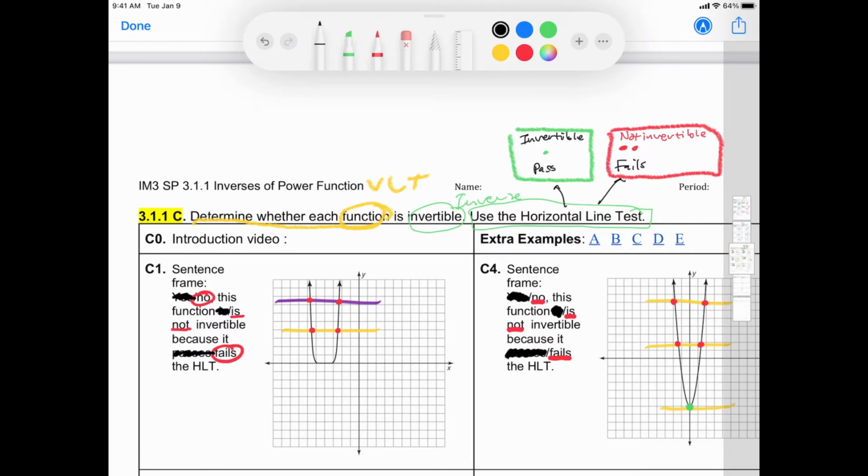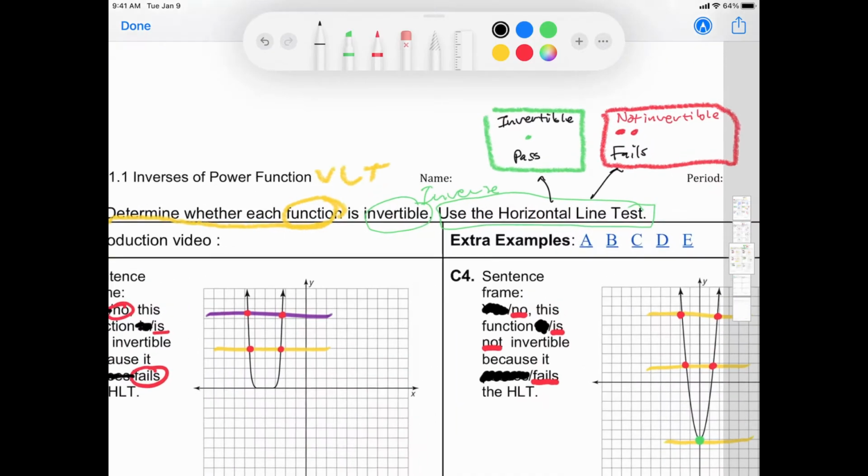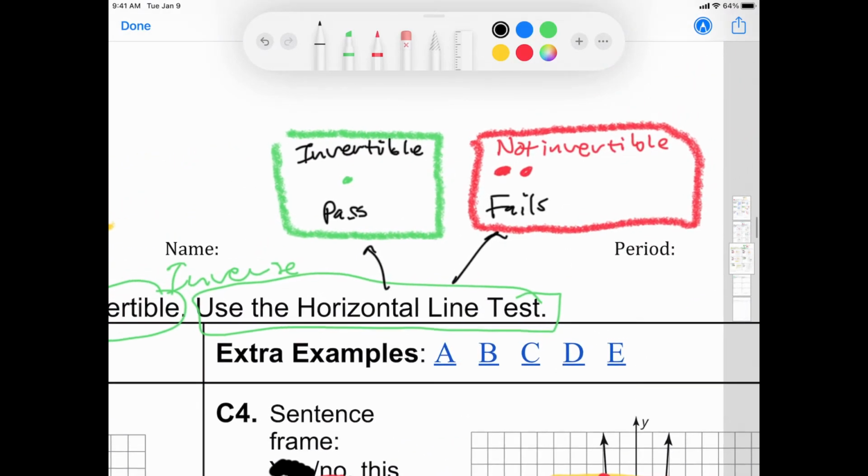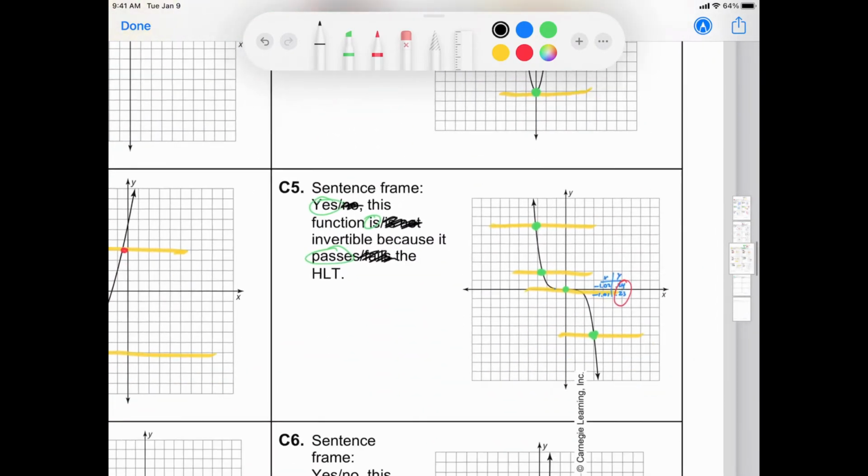All right. For C6, determine whether each function is invertible. We already know it's a function. It's already passed the vertical line test. Now we're going to see if it has an inverse. To do that, we're going to use a horizontal line test. If you put a horizontal line or a line that goes left to right, if it intersects the graph once, that means it passes there in green. If there's more than 2 dots, then it fails. It's not invertible or doesn't have the inverse.